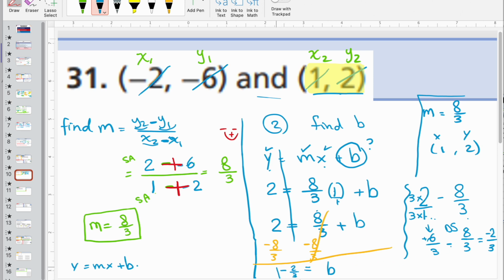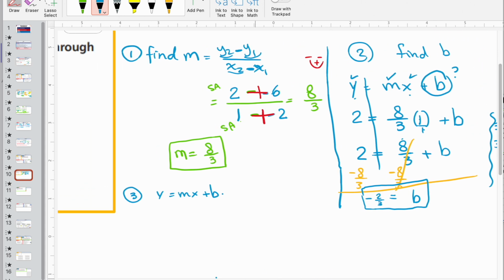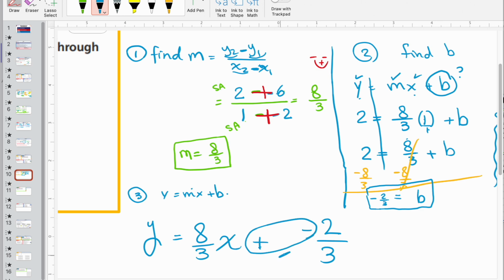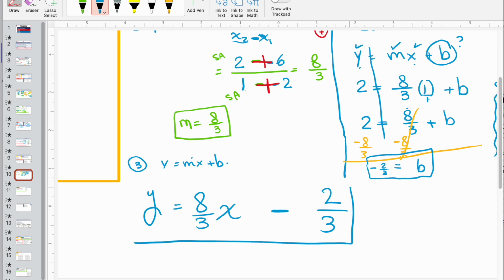I found b without the need of any graph. That's it. Now rewrite your equation, which is step number 3. Y equals, what is m? 8 over 3 x plus b. What is b? Negative 2 over 3. Positive with negative will give me a negative answer. So just rewrite this as what? Negative. Just don't leave 2 signs. That's it.